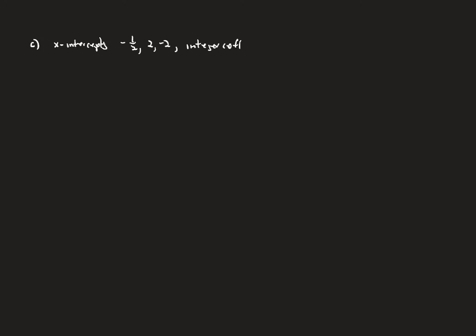Let me try that again. Integer coefficients. And I'm going to ask you to write it in the form y equals ax to the third plus bx squared plus cx plus d. That is, we're not going to leave it in factored form. We're going to multiply it out.